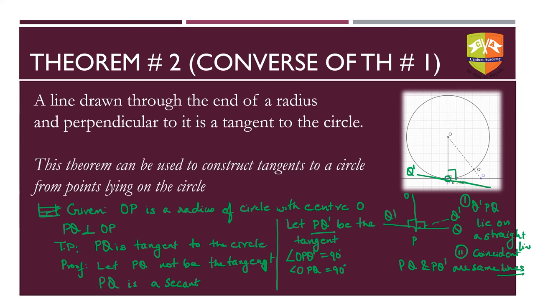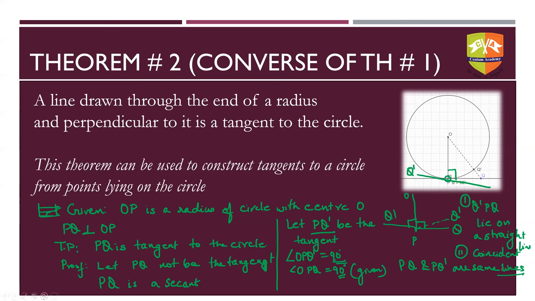So what did I do? I went for contradiction. So how did I go for contradiction? I said, okay, let PQ not be the tangent. If PQ is not the tangent, then PQ is a secant, and hence there will be one tangent passing through P. Let that be PQ dash. And then I used the previous theorem, which we proved, that angle OPQ dash will be 90 degrees and angle OPQ will be 90 degrees. Both will be 90.